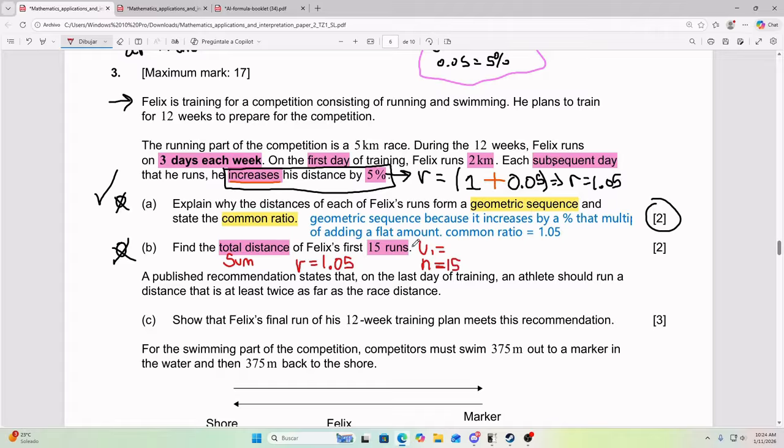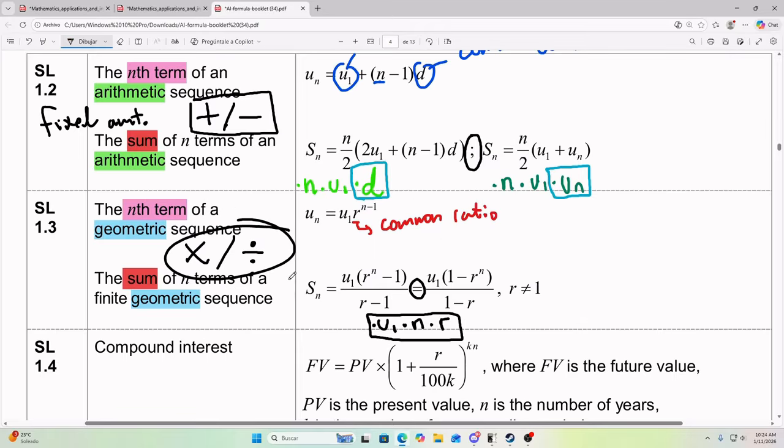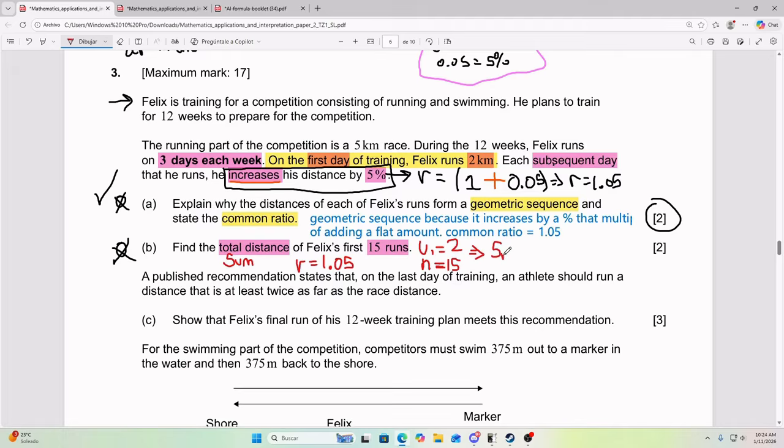And last but not least, U1 is going to be his starting point. Here it says on the first day of training, Felix runs for 2 kilometers. So clearly U1 has to equal 2. All of this plugs into our equation. It's important to write the equation to show that you're getting that method point, showing your work. We can write S of n.